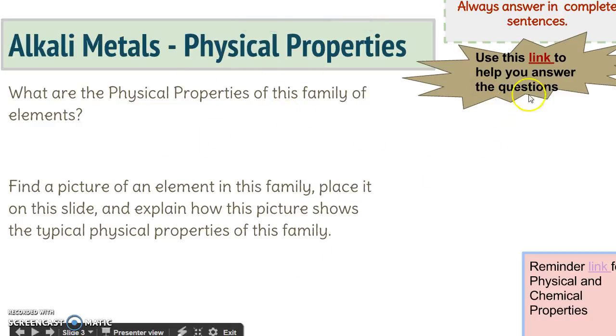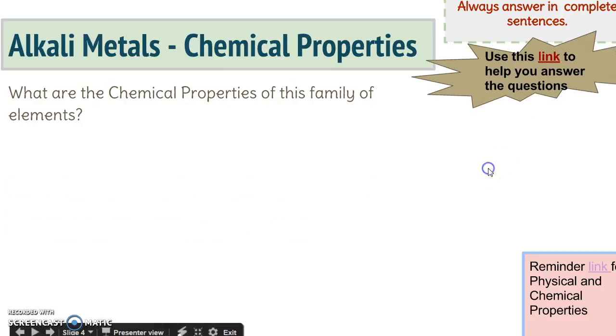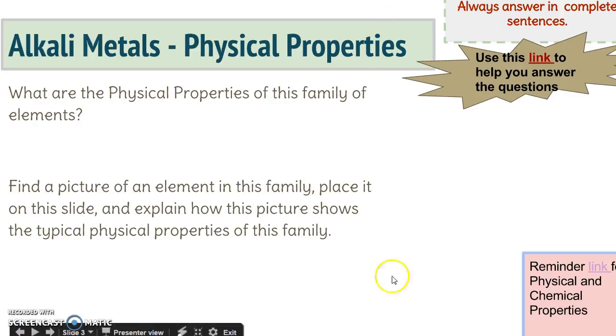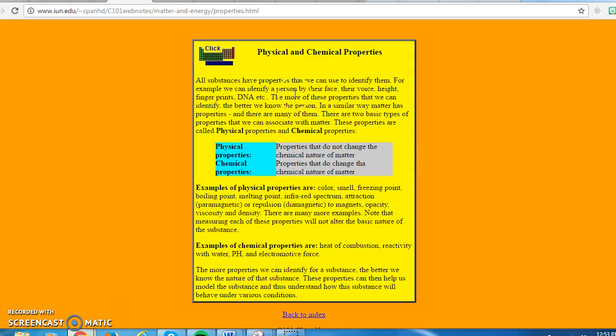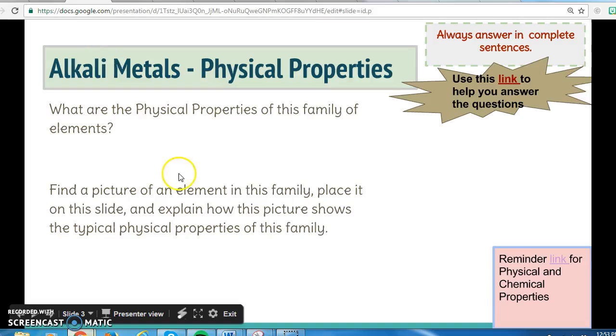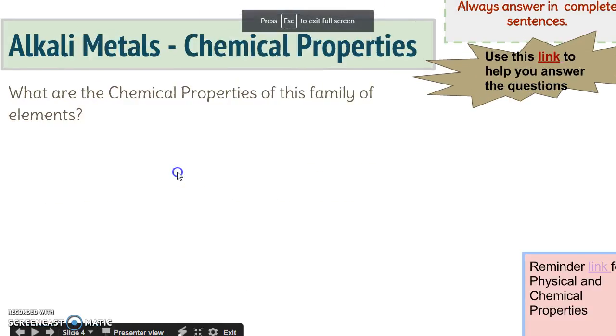Moving on to physical properties, you'll go through the physical properties of elements found in this family. It says use this link again to help you. If you don't quite remember what physical properties are, or on this slide, if you don't quite remember what chemical properties are, on both of those slides for all the families, you have a reminder link. You can click that link, and then it will give you definitions for physical properties and chemical properties, and examples for both right there.